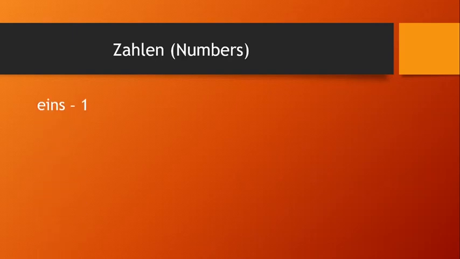Number 1 is called eins. Zwei is number 2. Drei. Vier. Please note, it's not "weird", it's "fear". Fear, right? Eins, zwei, drei, vier.